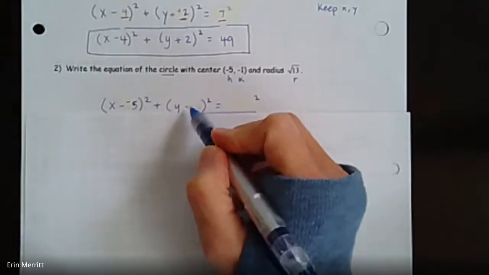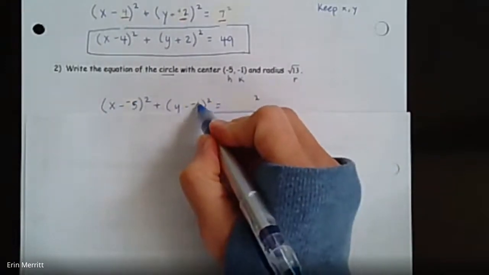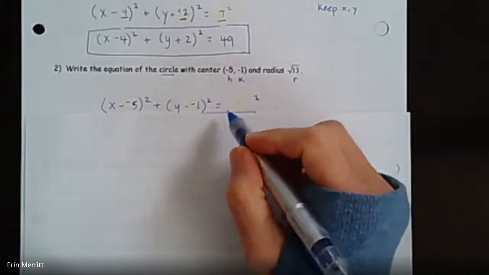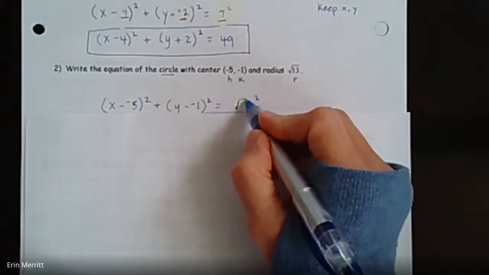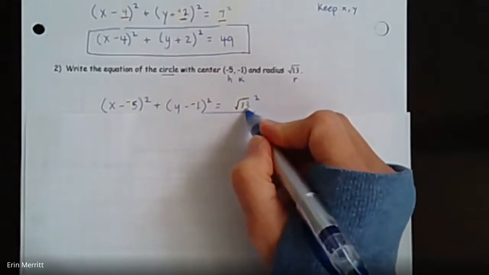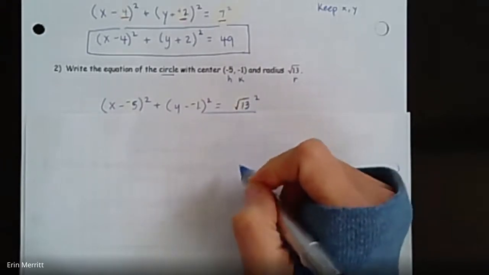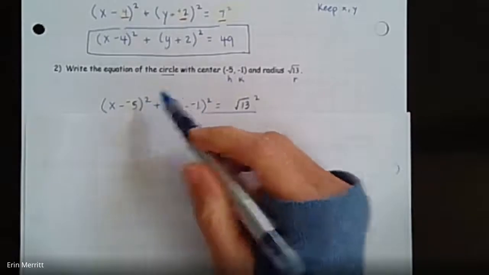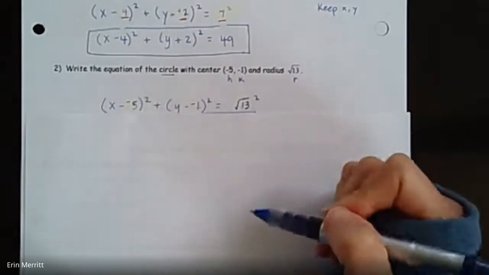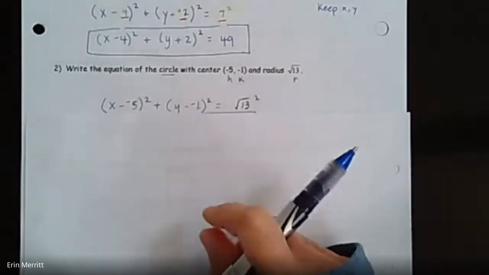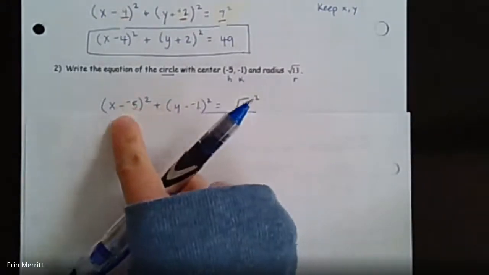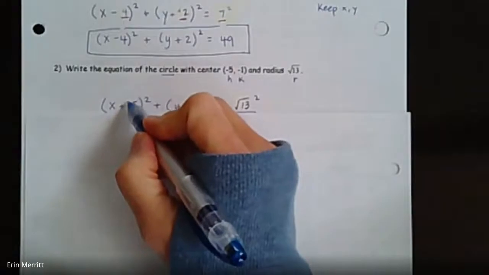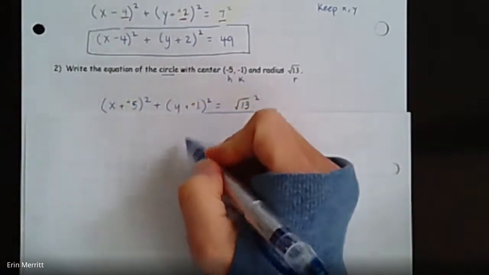Keep the y minus, we're going to plug in -1 for the k. And then we're going to have that radical 13 that we plug in here. Make sure each part has the squared after the first parenthesis, the second parenthesis, and the radius itself. Now let's think about what will happen. This time, both cases are minus and negative. So this is going to turn into plus a positive, plus a positive.